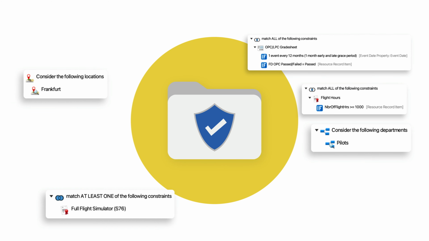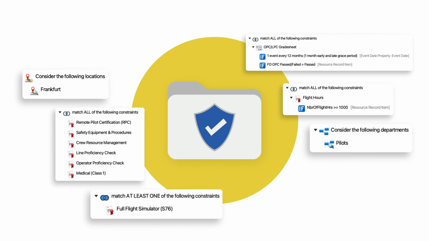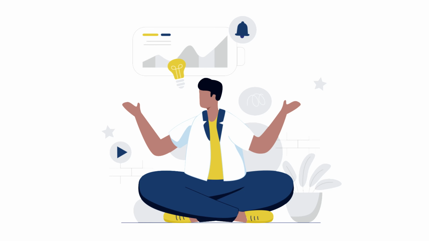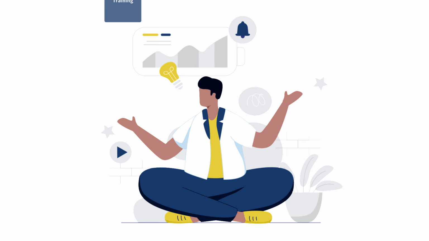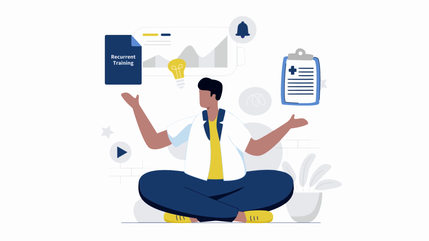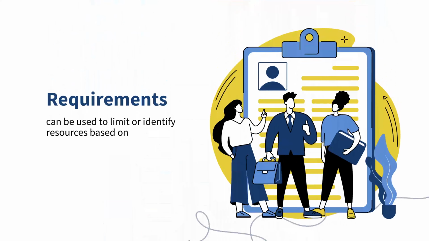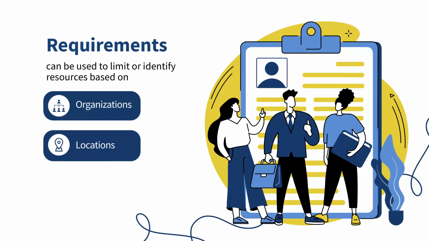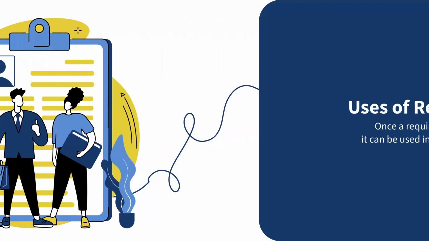Requirements are elements in Mint that define a set of required conditions for resources to fulfill. For example, a resource might fulfill a specific requirement if they are assigned the recurrent training record item and a medical check record item. Requirements can be used to limit or identify resources based on organizations, locations, and qualifications.